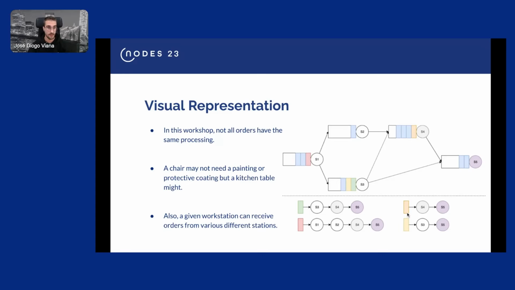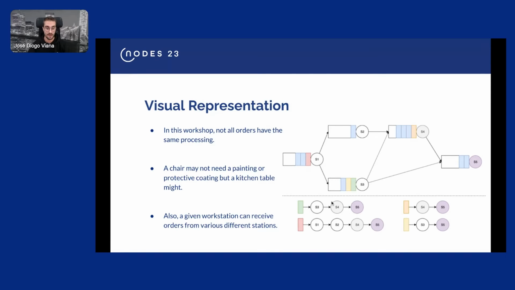Here's a small visual representation. So this is already a sneak peek of what we're going to see ahead. Not all orders have the same processing. For example, looking at the image, we see the path that the red, green, yellow, and orange orders will do inside the production line. So for example, the green one will go through station 3 and then 4 and end at 5. Imagine these 3 as a polish, 4 varnish, and then the 5 is the assembly. A chair may not need a painting or a protective coating, but a kitchen table might.